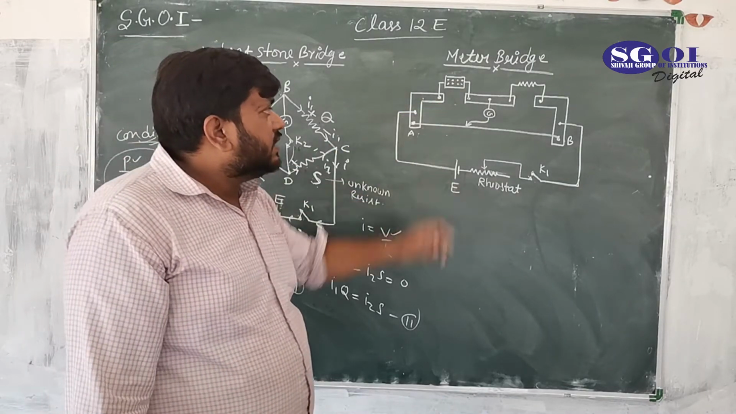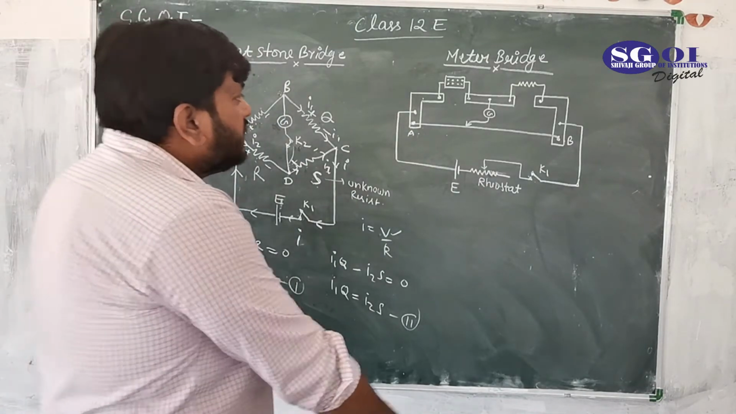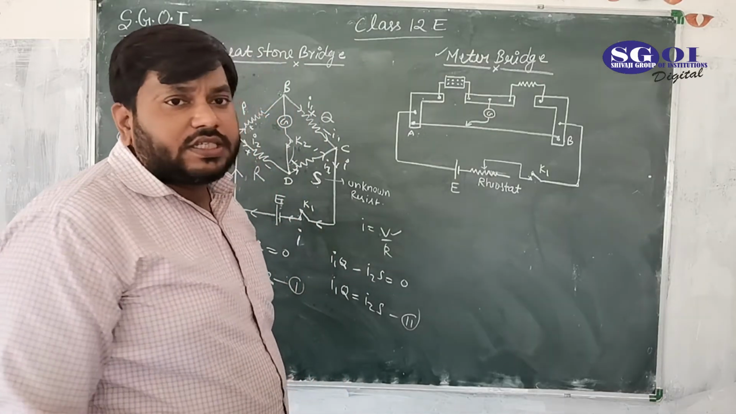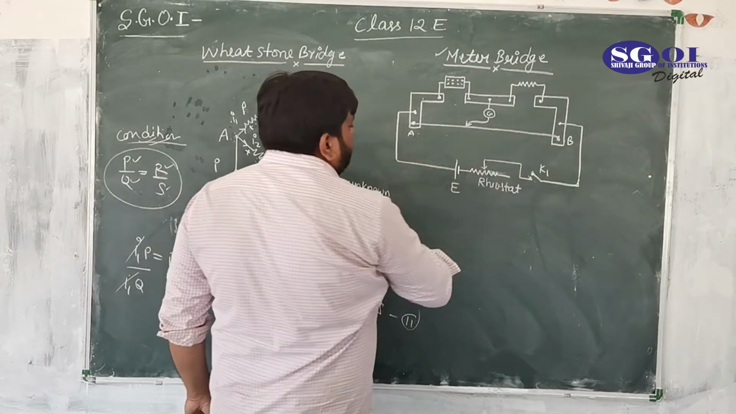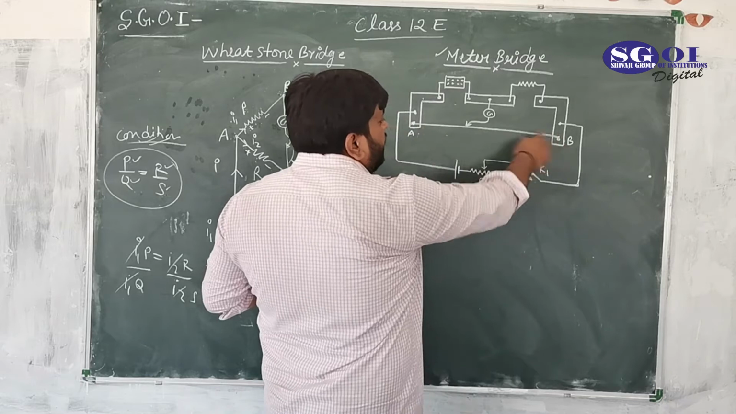Now let's see the meter bridge. As the name suggests, meter bridge means it has a meter scale. Where is the meter scale? In between these two points. There is a meter scale in between, and you are seeing that this is a wire.